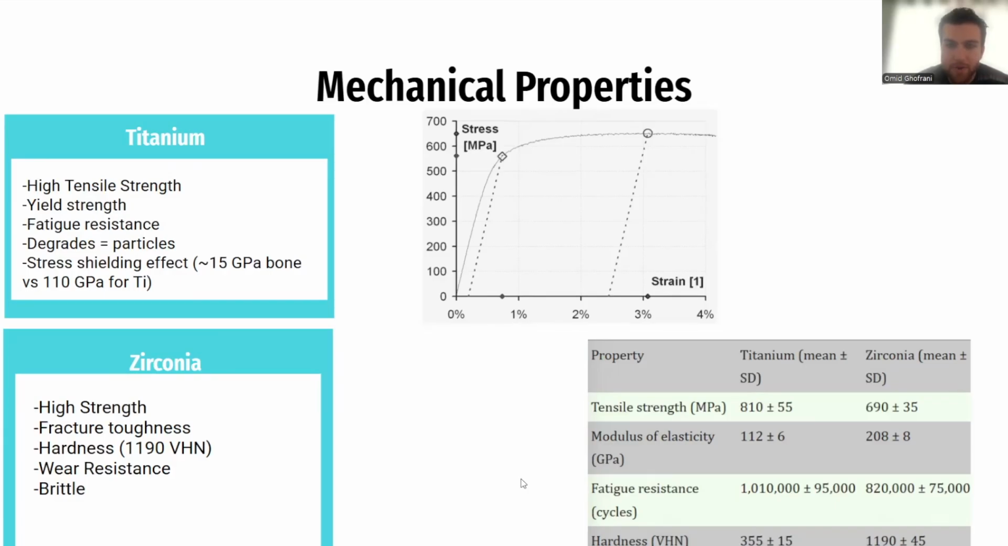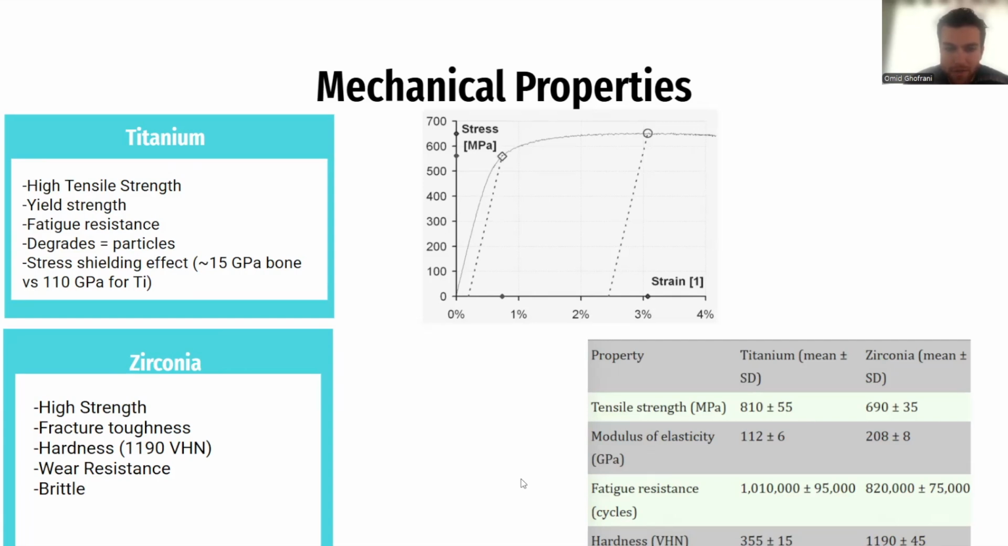Here on the bottom right, we have a comparison of the mechanical properties of titanium and zirconia. We can see that titanium has a higher tensile strength, it also has high yield strength, and is very resistant to wear and tear. However, when it does degrade, it can lead to particles in your mouth, and it can also have a stress shielding effect on the surrounding bones. I was unable to find the stress-strain curve of the specific kind of zirconia used in dental implants, which is yttria-stabilized zirconia, but here on the right is the stress-strain curve of titanium.